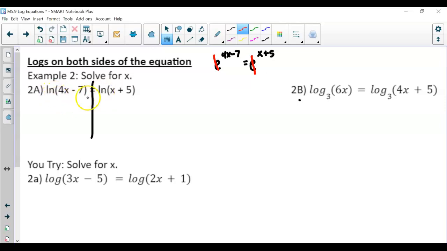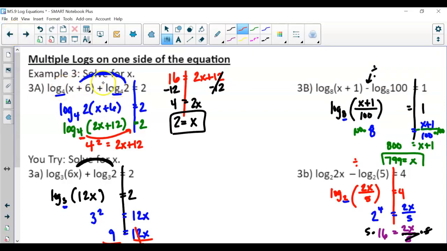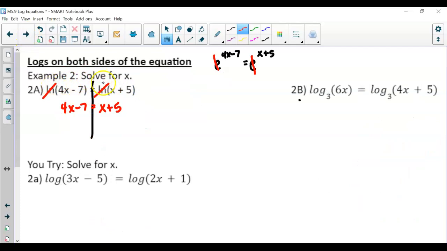See how there are both a natural log? So guess what happened? They cancel each other out. And now you're just solving for x minus 7 is equal to x plus 5. So again, when they're on the same side, we have to use our property. But if they're on different sides, they cancel out and we solve.